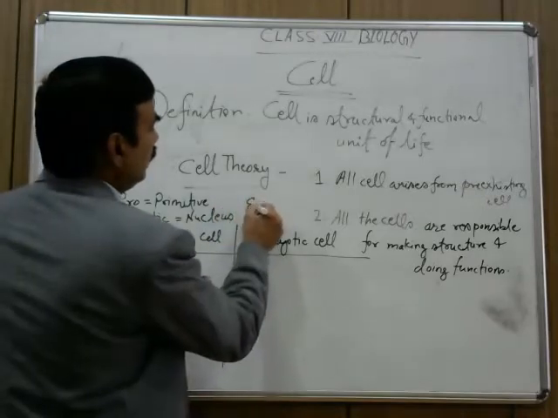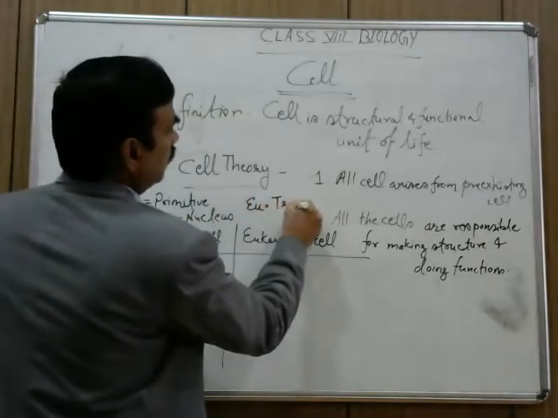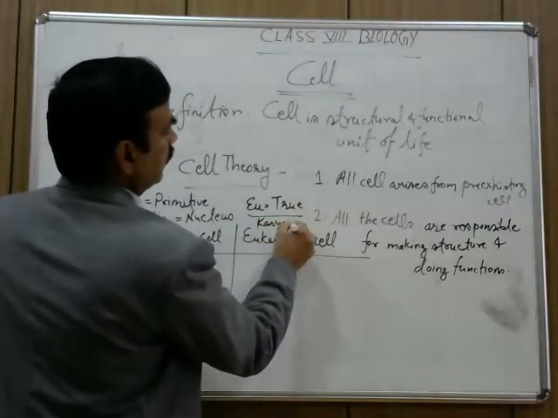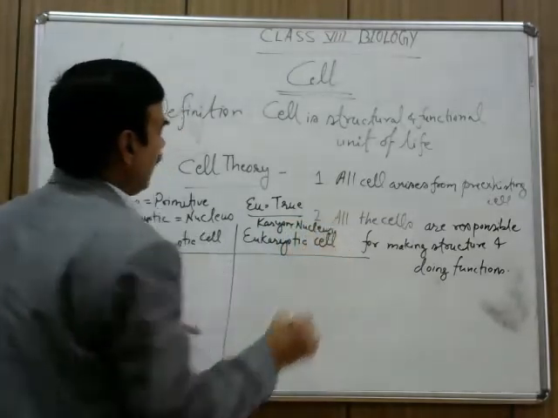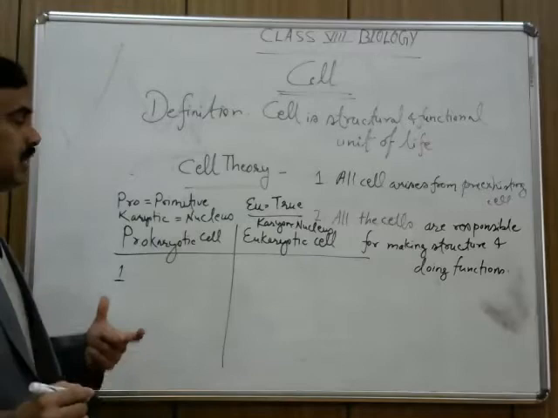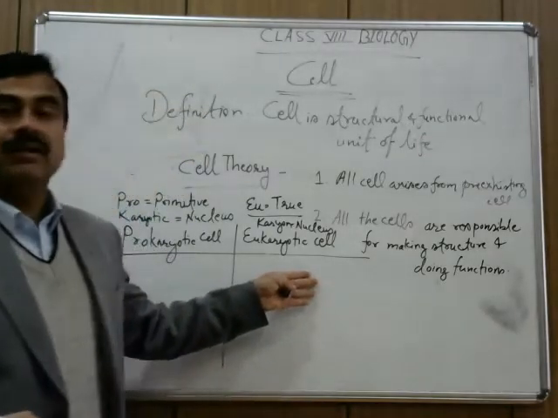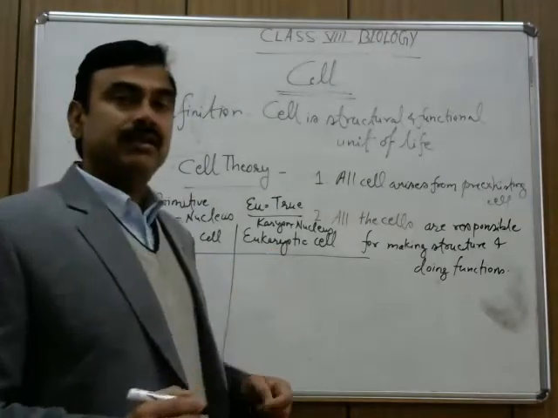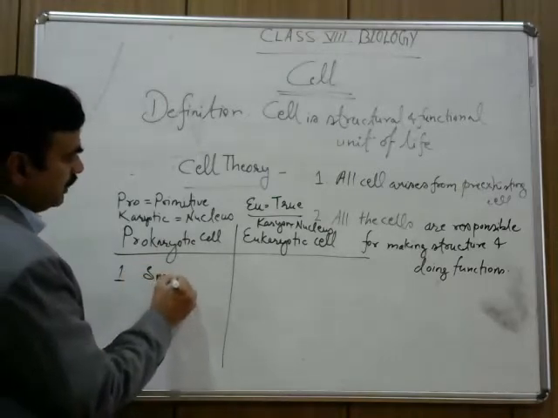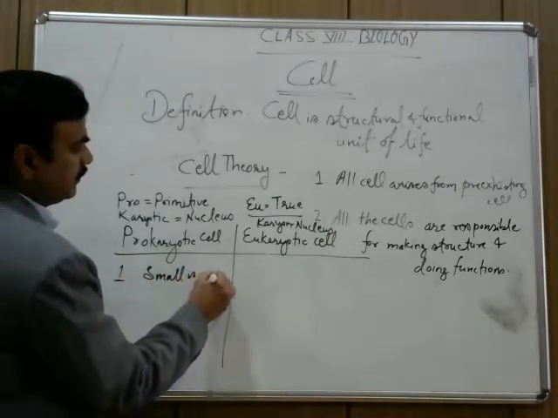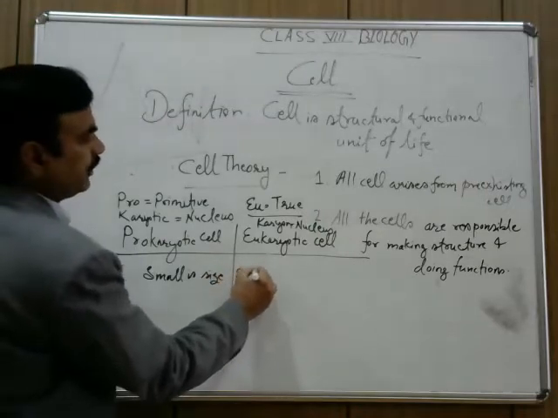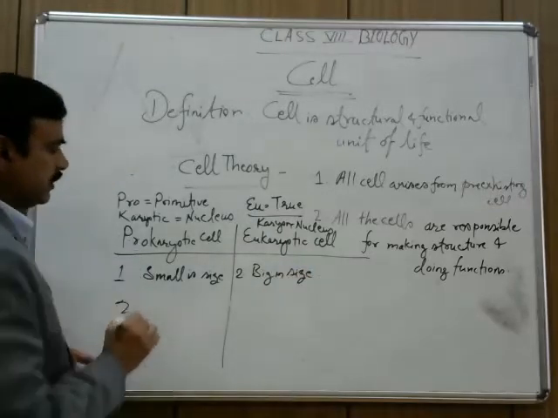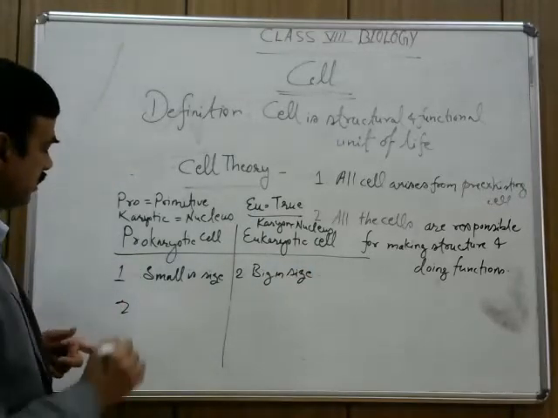What is the meaning of eu? True. True means developed. Karyon means nucleus. So on one side, the nucleus is well developed, and on the other side, the nucleus is undeveloped in the prokaryotic cell. So you will write the differences. Number one: small in size, big in size. Number two: nucleus is undeveloped.